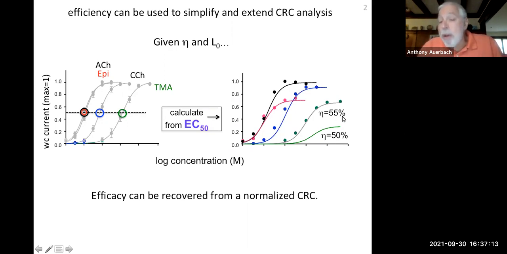So this is further evidence that efficiency values are really precise. In fact, this could be a good way to estimate efficiency. If I fit this with efficiency as a free parameter, I would get 55% for efficiency. So efficacy information can be recovered from a normalized CRC. This seems magical to me: you can go back in the literature, take plots where you have normalized dose response curves, and if you know these two parameters, you can unnormalize them and get efficacy information. Seems to me that's going to be interesting at some point.